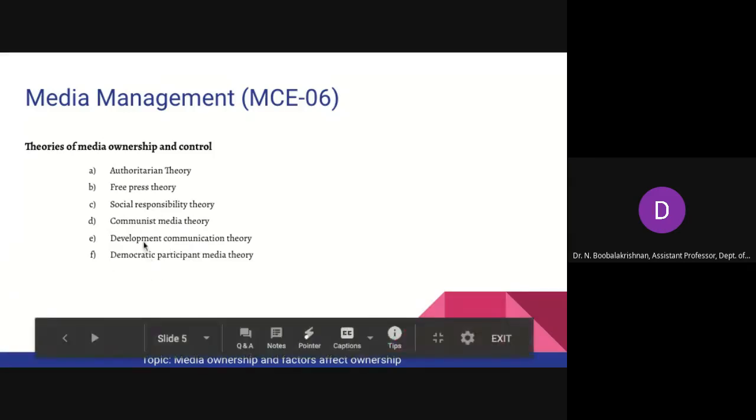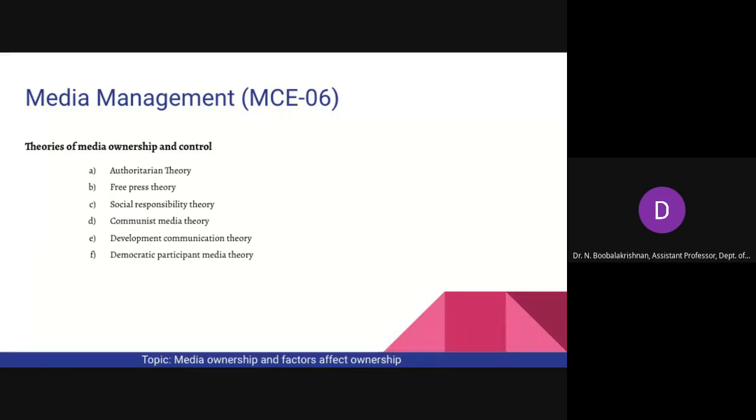So the fifth one is the development communication theory. Here the state is usually the owner of the press. The major function is to support the policies of development by the government. For example, government media will be propagating the policies of development made by the government. So limited resources are better utilized for nation building. That is the concept of development. Behind this development communication theory, the freedom of the press and journalists is curbed to an extent because of government-owned media.